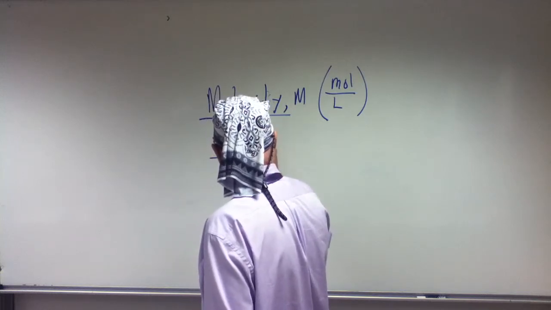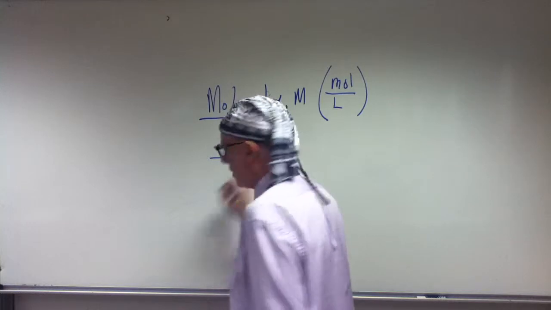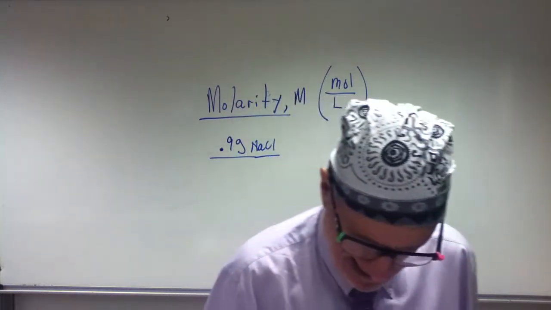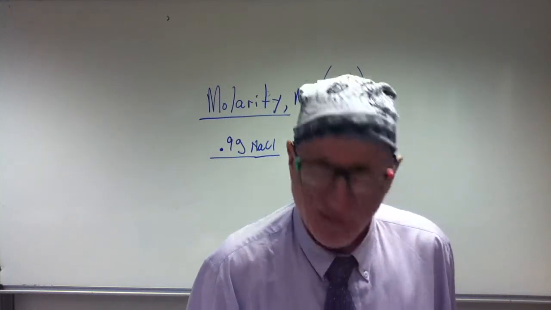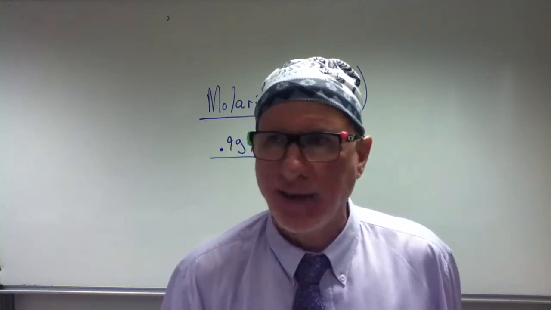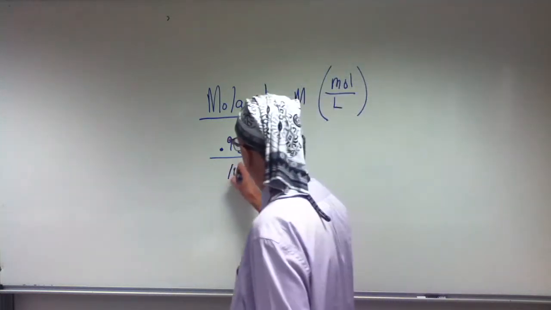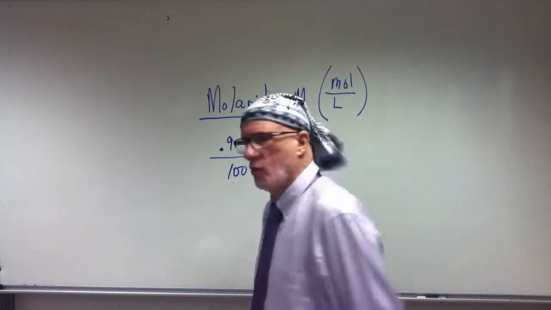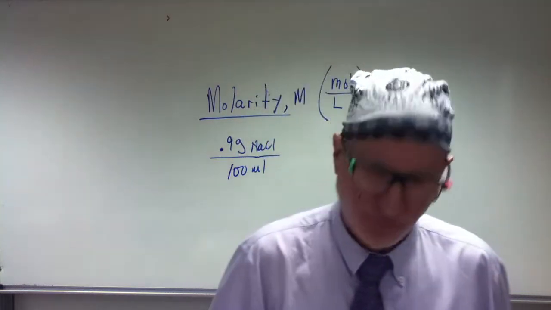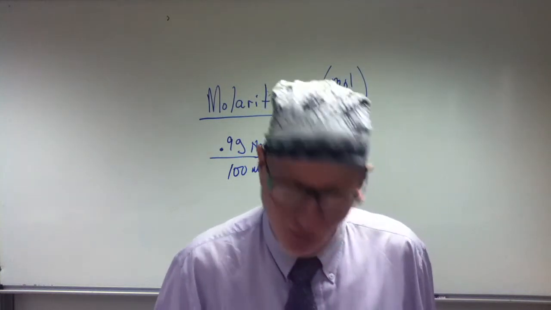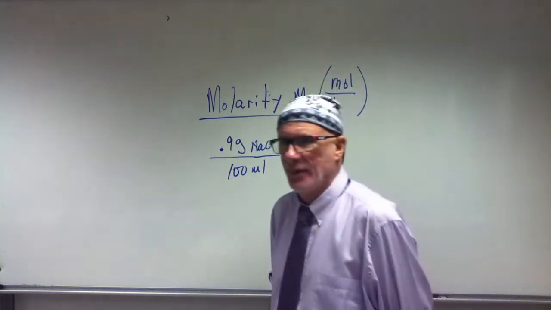All right, so the solution is 0.9 grams of sodium chloride, and they're putting that in exactly 100 milliliters of water. Okay? What's the molarity? How do you do this?